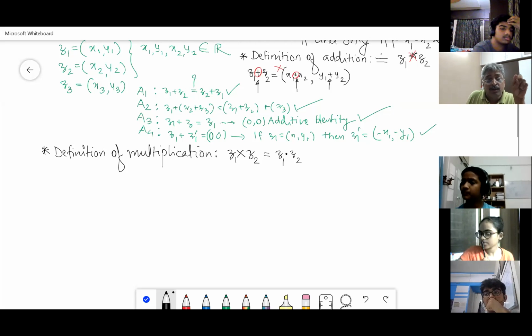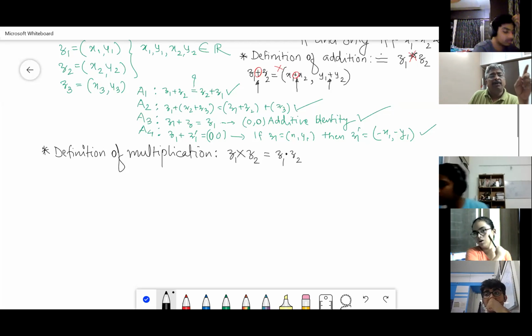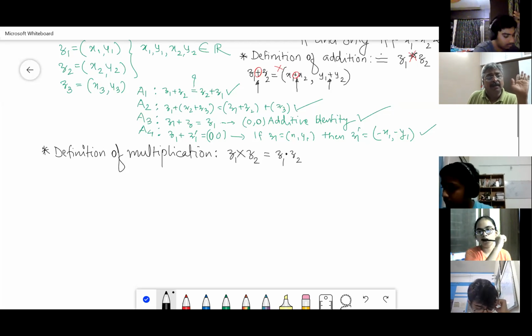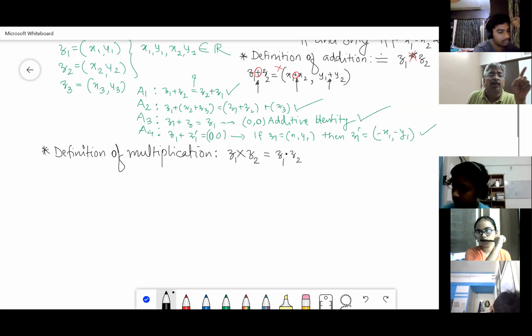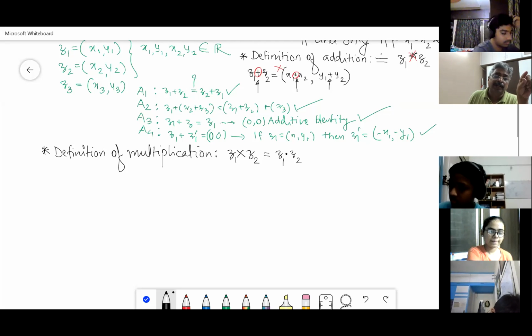Therefore, I am warning those who already knew the definition of multiplication of complex number. Those who do not know should try. Keep trying. Maybe you will fail a couple of times. That is fine, but you should try and come out with your own definition of multiplication.